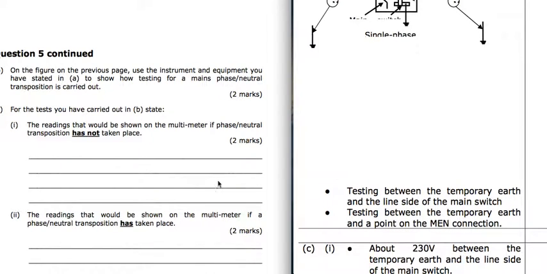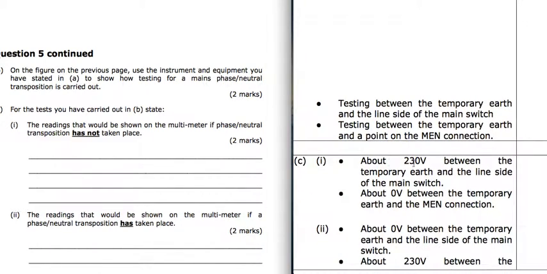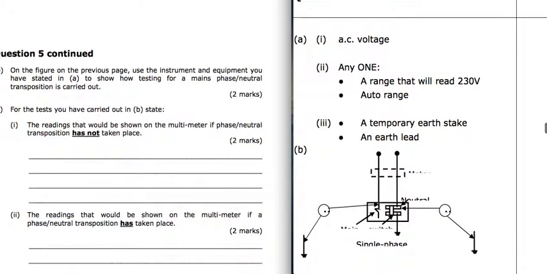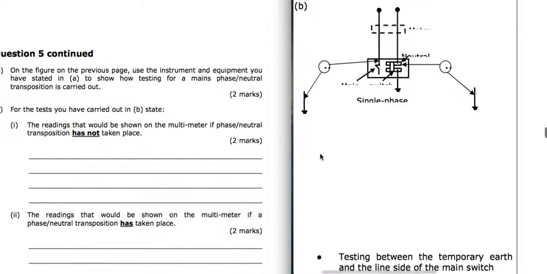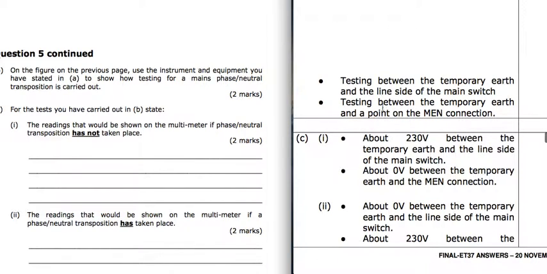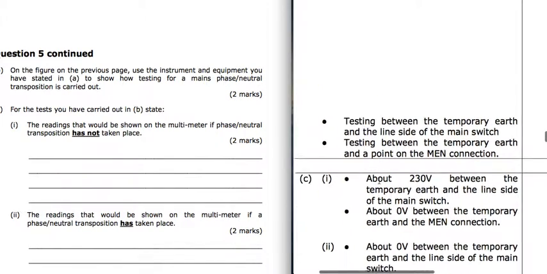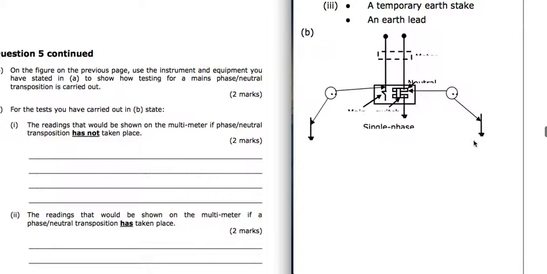So there's that there. What's going to happen if transposition has not taken place? So if everything's okay, we should get 230 volts between the temporary earth and the line side of the main switch. So we should have 230 volts here because that's our phase coming in. If it's not transposed, we should have 0 volts between the temporary earth and the MEN connection. So there should be 0 volts here.